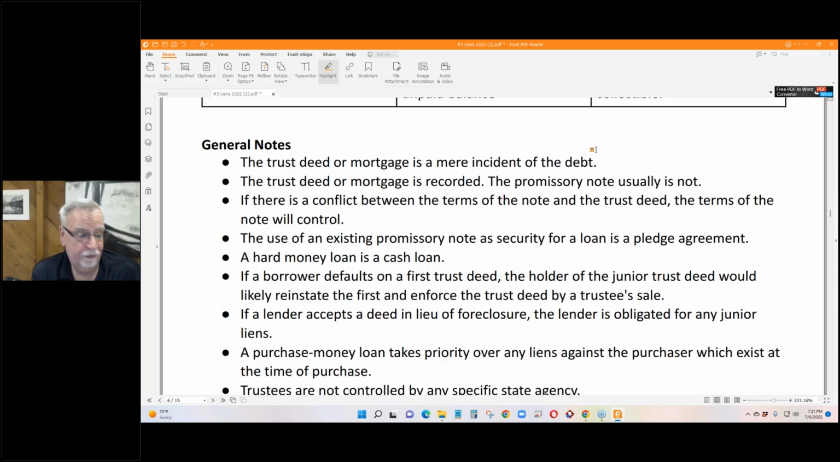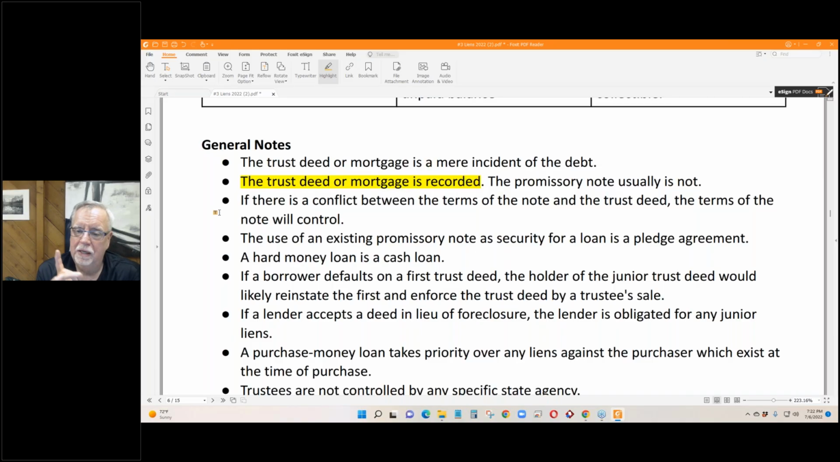I mean, if I'm walking down the street and I happen to see a dog's tail, that's probably evidence that somewhere there's a dog. And so the court might say, well, yeah, we don't have the note, but why did you sign the mortgage if you don't owe any money? I don't know. But the trust deed or mortgage is incidental. The trust deed or mortgage is recorded. The note is not. Why not?